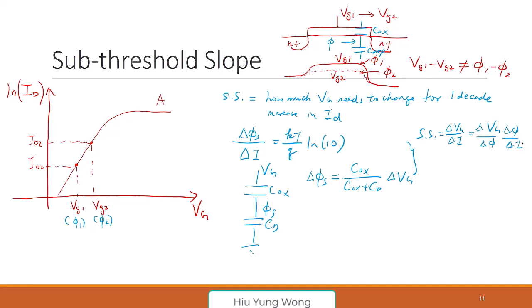It basically tells you that the control of the current by Vg goes through the middleman phi s. This middleman always takes some commission, okay? And this commission is equal to 1 plus CD divided by C ox. And then you have kT over Q log 10. And we call this n, or 1 plus alpha.